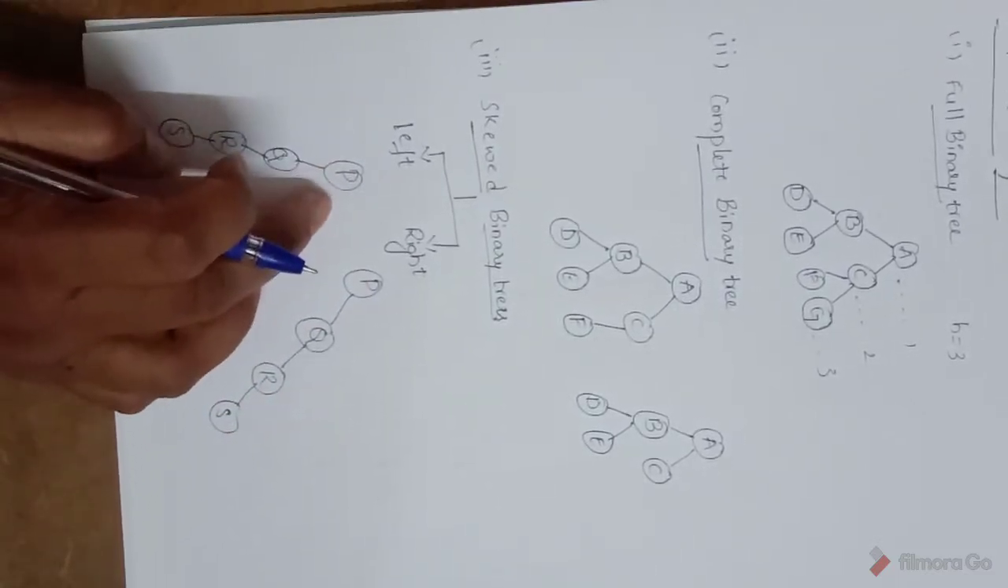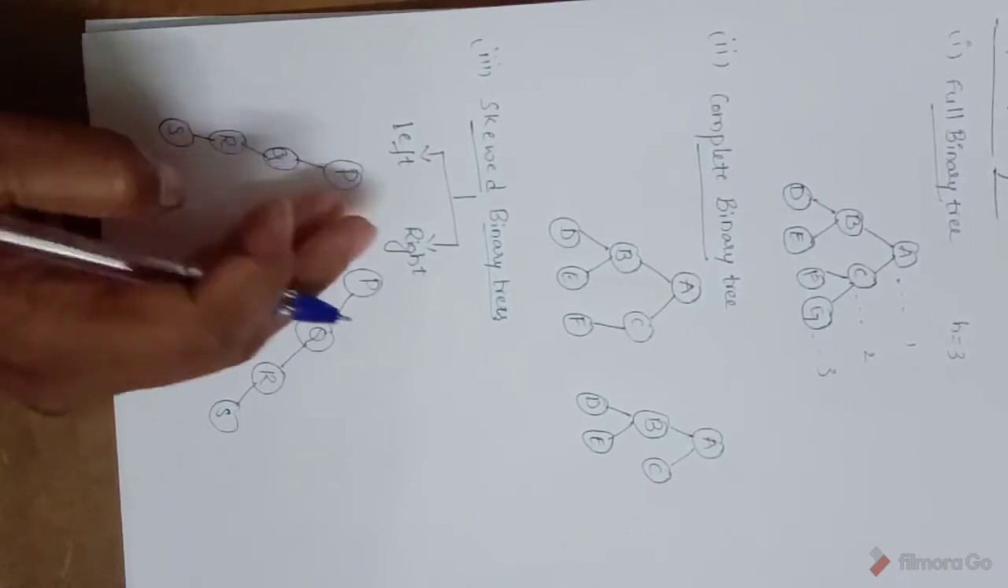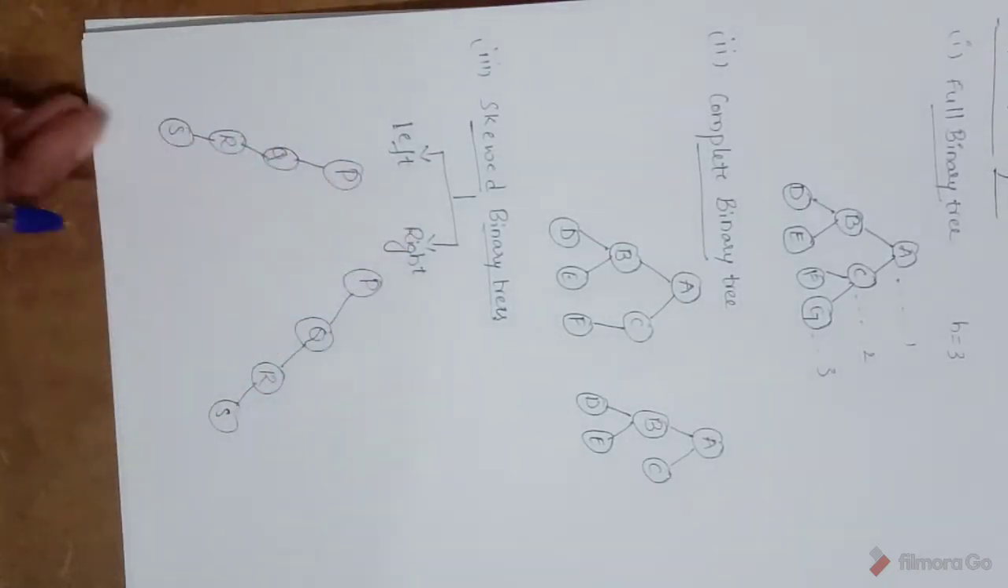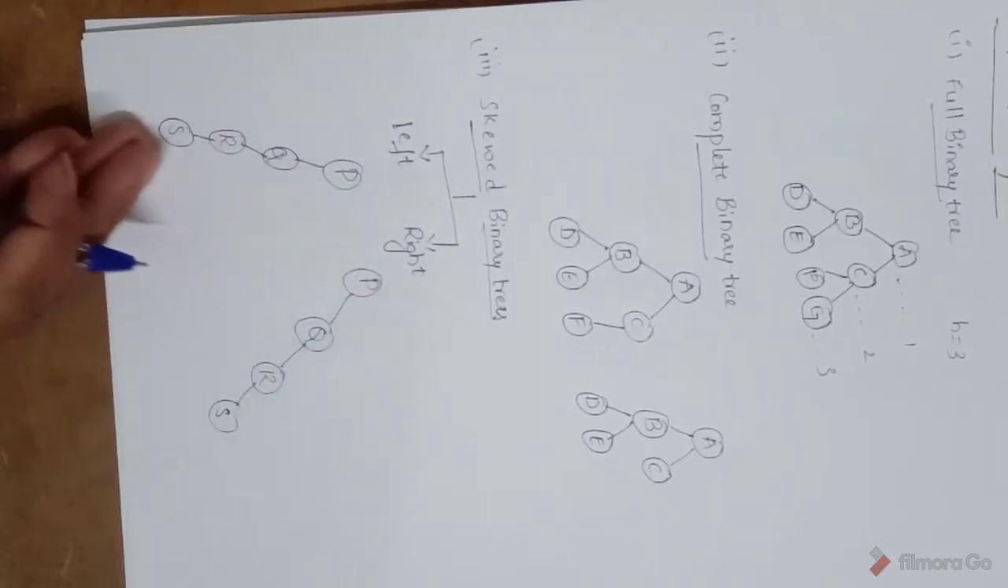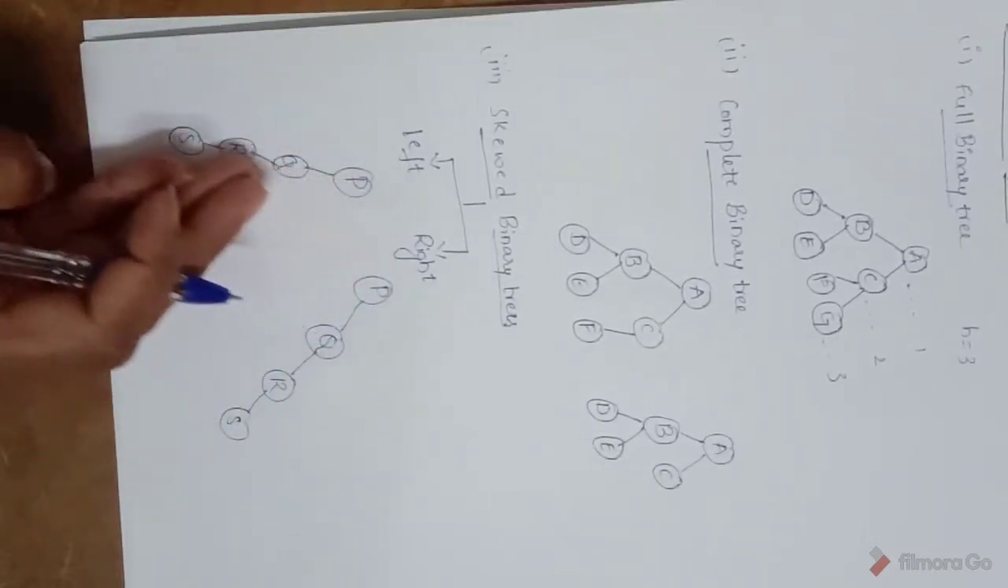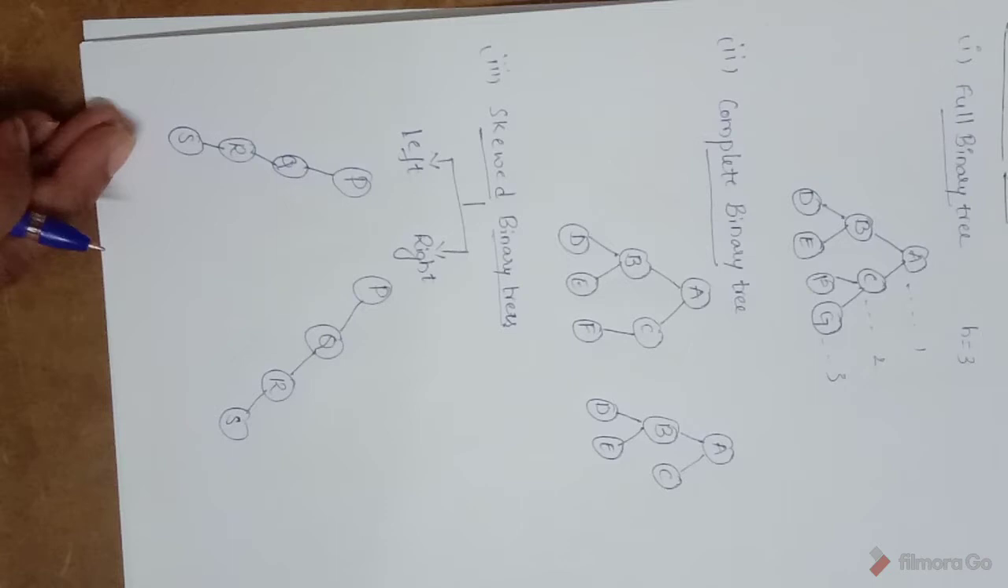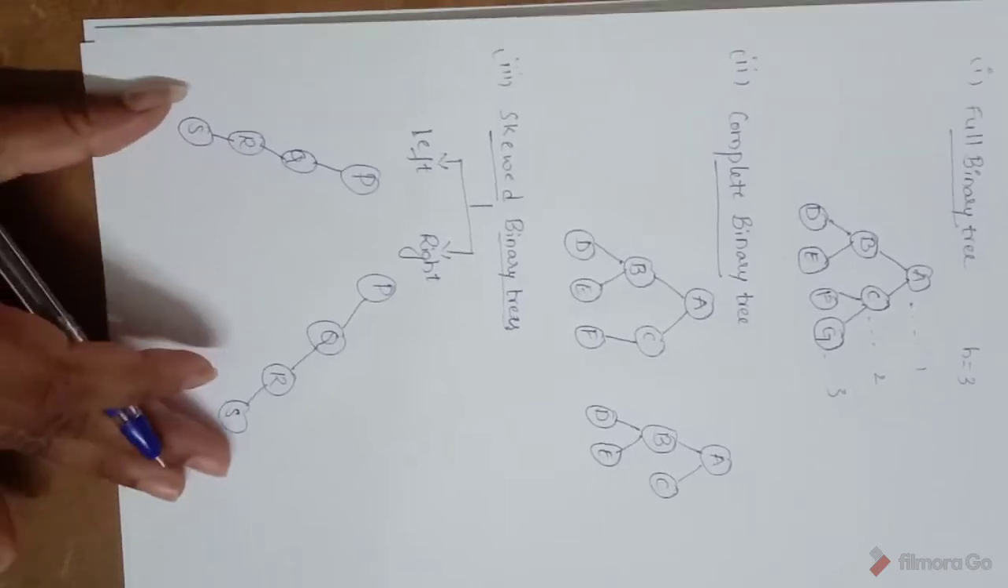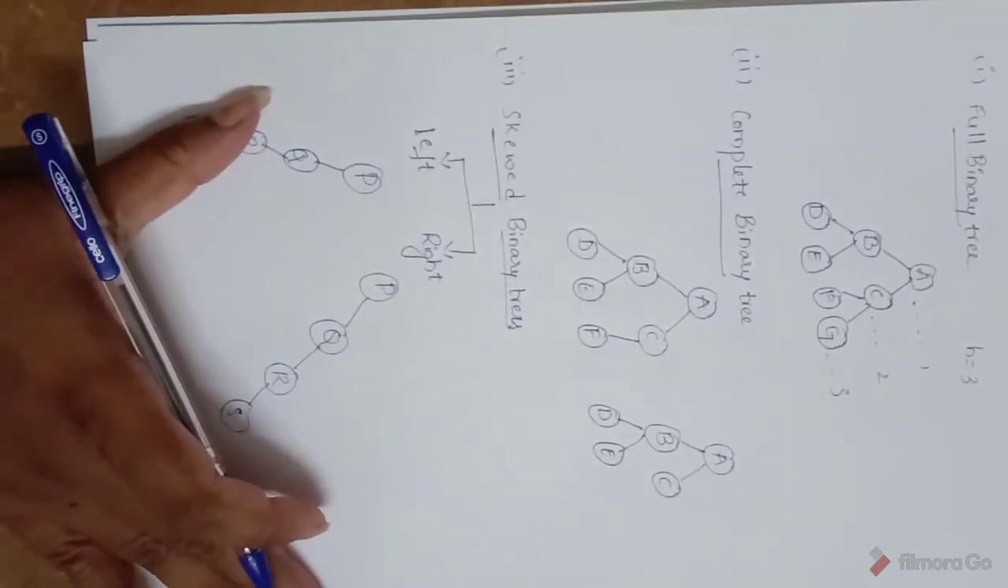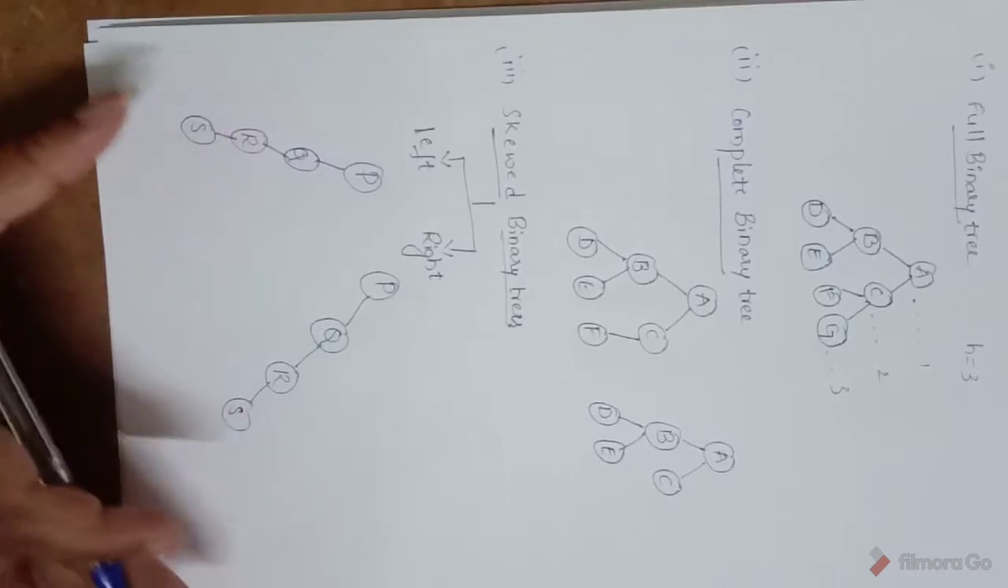If we consider the nodes which are at the left side, then all nodes are connected on the left side. Then that tree is the left skewed binary tree. In this way we can write the left skewed binary tree and right skewed binary tree.